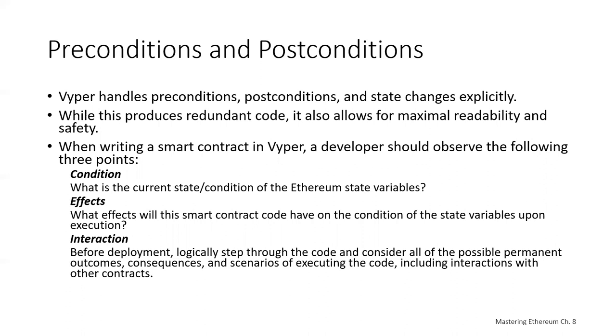And finally, from an interaction perspective, after you've exhaustively dealt with conditions and effects, it's time to run the code. But before deployment, you want to logically step through the code and consider all of the possible permanent outcomes, consequences, and scenarios that would occur from executing the code, including interactions with other smart contracts. Ideally, each of these points should be carefully considered and then thoroughly documented in the code. Doing so is going to improve the design of the code and make the code easier to read and more auditable.